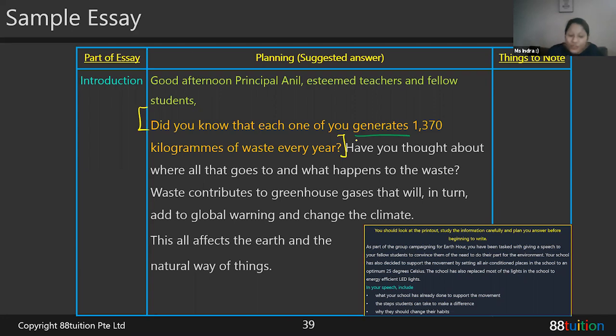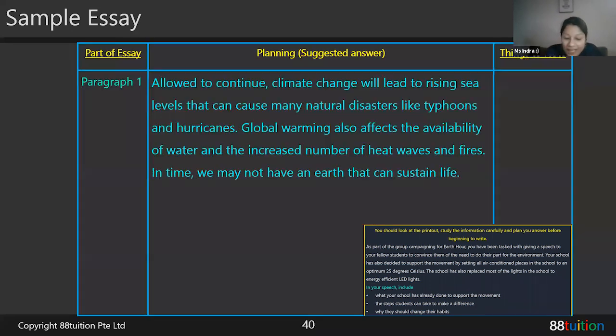Have you thought about where all that goes to and what happens to the waste? Waste contributes to greenhouse gases that will in turn add to global warming and change the climate. So this is how you explain it, right? You tell me what happens to it, how it contributes and how it changes things. This all affects the earth and the natural way of things. This is how you start.